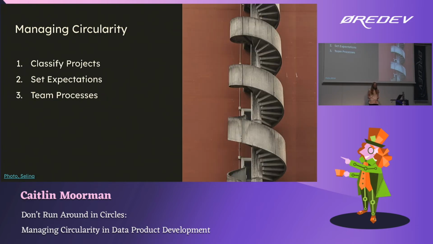So I'm going to go through a few tactical suggestions on how to manage the distinction between projects in order to get things done more effectively and with less friction from your stakeholders. We'll break it down into 3 things. First, just classifying projects, setting expectations, and then the team processes by which you manage work.